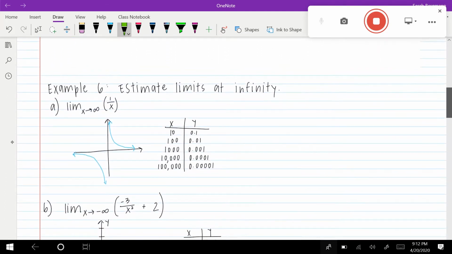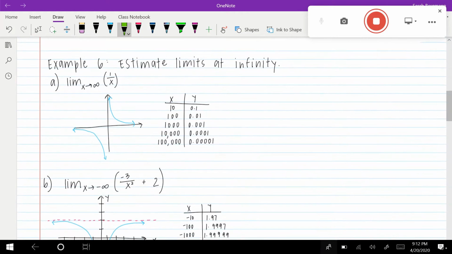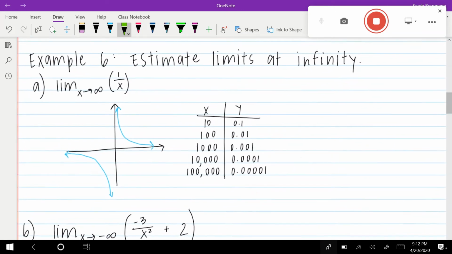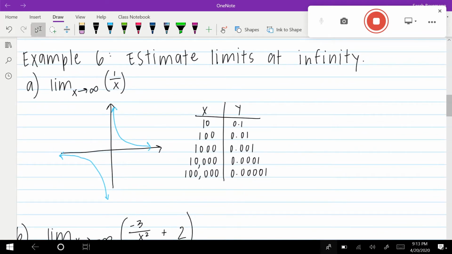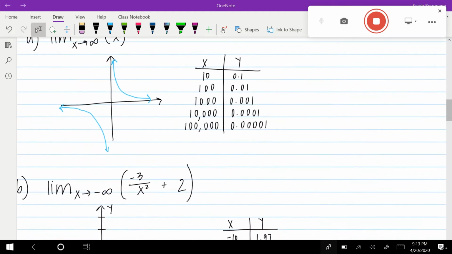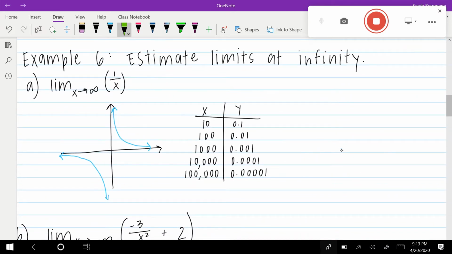We're going to do an example first together. So it says estimate the limits at infinity. This first one says estimate the limit as x approaches infinity of the function 1 over x. I already know that this would be my graph because 1 over x is a rational function. I know you guys all still have those original parent function graphs memorized, so you know that this is the graph of 1 over x.